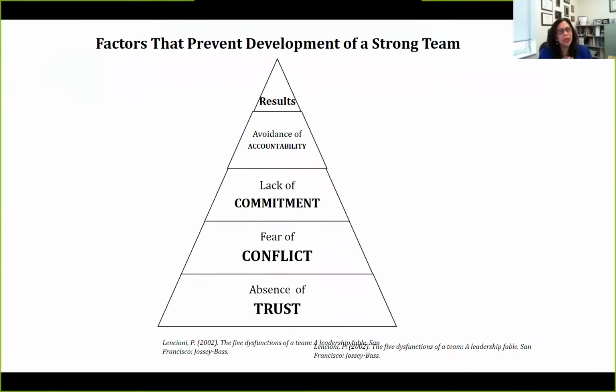The other factor which will prevent the team from building is the fear of conflict. Especially people in leadership often don't like to deal with conflict. But conflict does not always have to be bad. You can also promote healthy conflict, which could be a discussion around an idea. But the fear of conflict will limit people from building a true team dynamic. I have several other slides to show you as we move on.